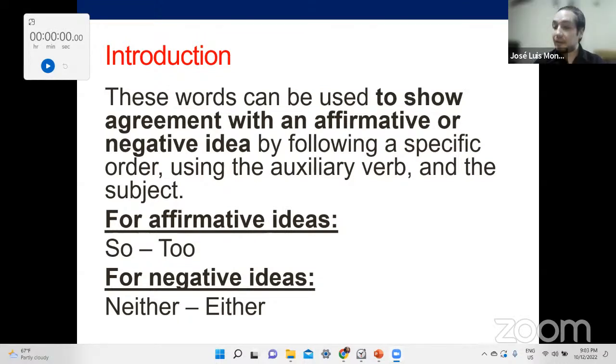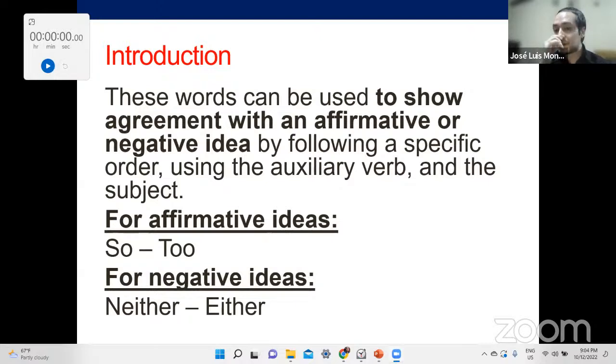Thank you, Nazarena. Now, again, I told you this lesson is going to be very short because if you understand those four words and how to show agreement with affirmative ideas and with negative ideas, then you know everything you need to know in this lesson. So agreement for affirmative ideas: so and too. Agreement for negative ideas: neither and either.